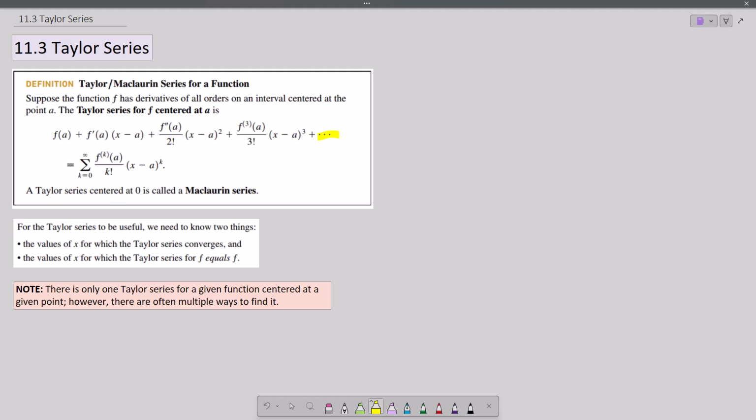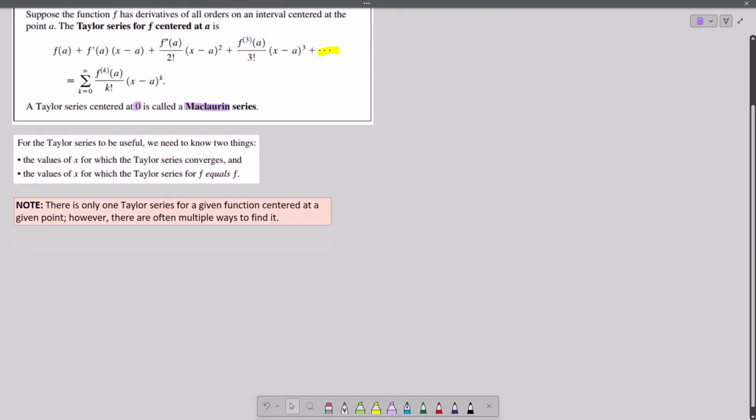That's it. One terminology thing is that when the center is 0, it's called a Maclaurin series. This guy snuck in and got his name thrown into a Taylor series that just happens to be centered at the origin. That's all it means. So a Maclaurin series is just a Taylor series, but emphasizing that the series is centered at the origin.